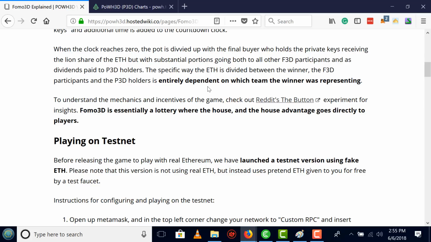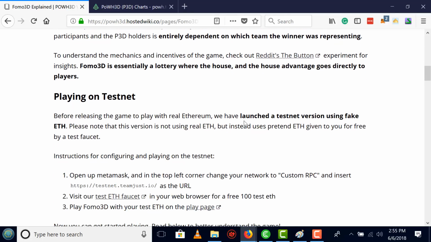The specific way the ETH is divided between the winner, the F3D participants, and the P3D holders is entirely dependent upon which team the winner was representing. To understand the mechanics and incentives of the game, check out the Redx button experiment for insights. Fomo3d is essentially a lottery where the house advantage goes directly to players. So there's not a centralized authority holding all of this. That's what's incredible. It goes to the participants.